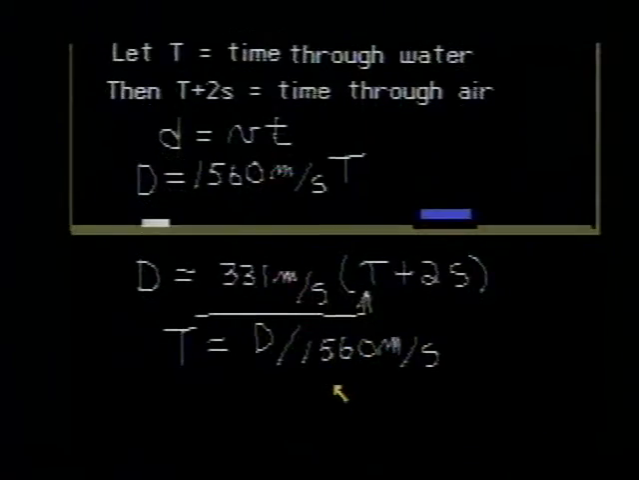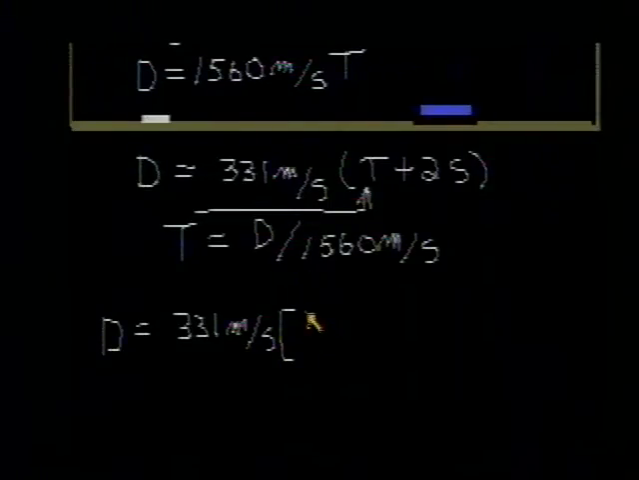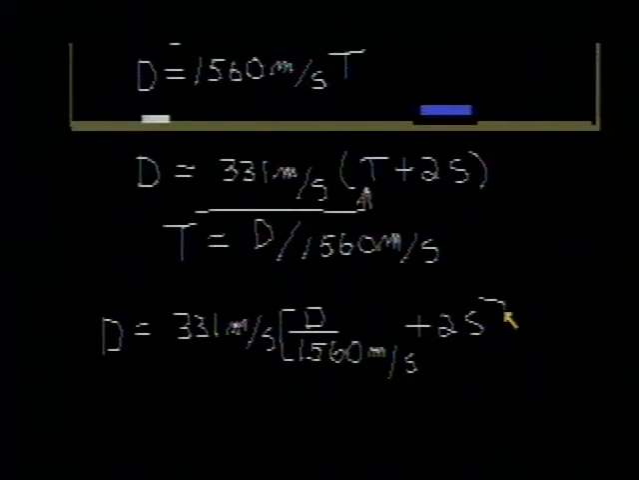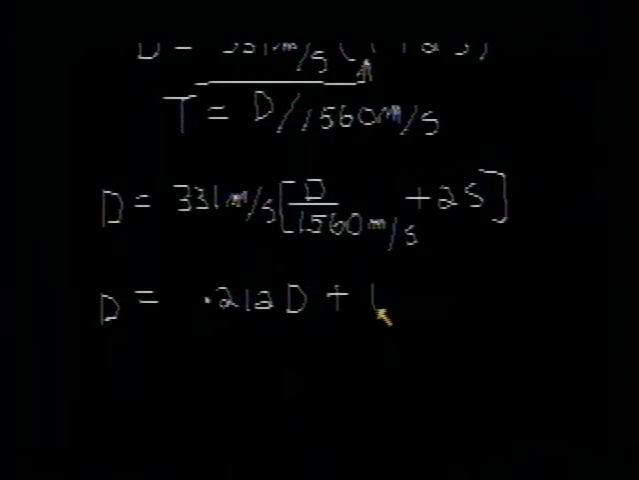I can then write this equation over again, writing that d is equal to 331 meters per second multiplied by t, which is now d divided by 1,560 meters per second, plus 2 seconds. I can then multiply this out, and I would have that d is equal to 331 meters per second divided by 1,560 meters per second, which works out to 0.212 times d, plus 331 meters per second times 2 seconds, which is 662 meters.